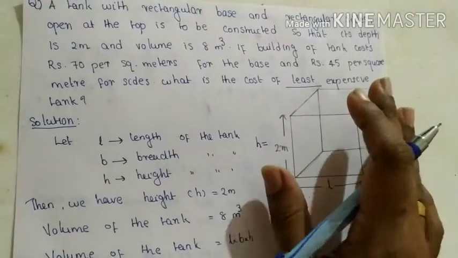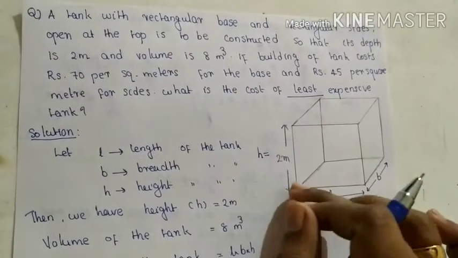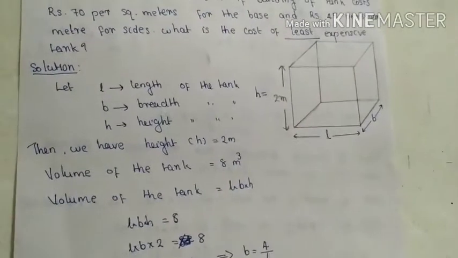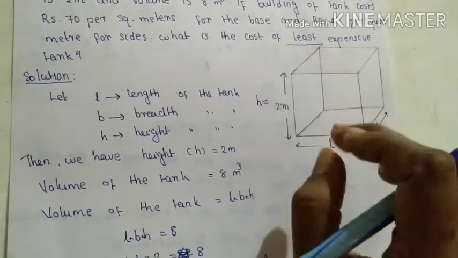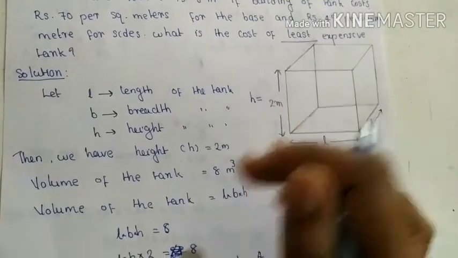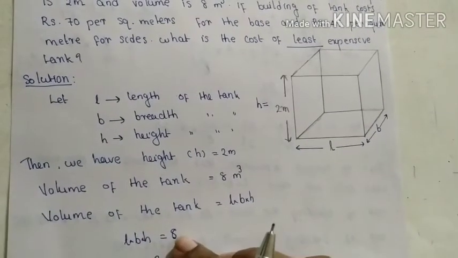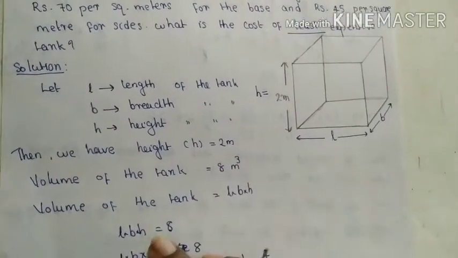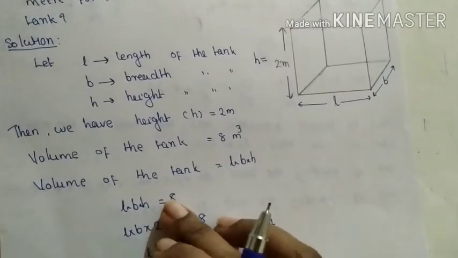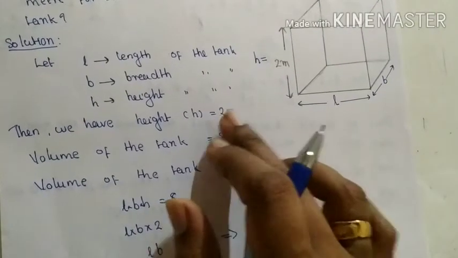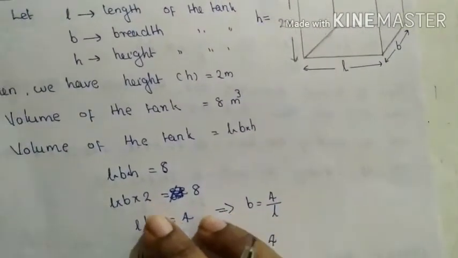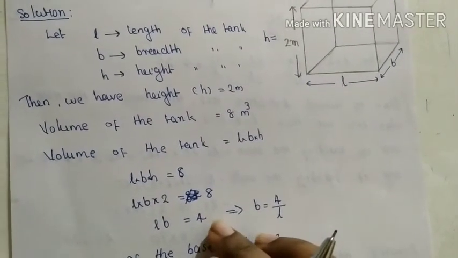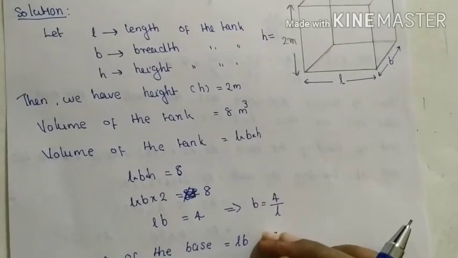So the volume of the tank is given 8 meter cube. We know that the volume of a tank is length into breadth into height, right? So equating, LBH equal to 8, and also given that the height is equal to 2. Substituting the value of 2 here, we get L into B, length into breadth, equal to 4, and from this B is equal to 4 by L.